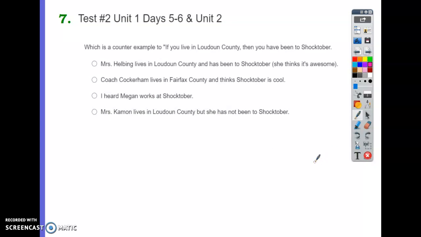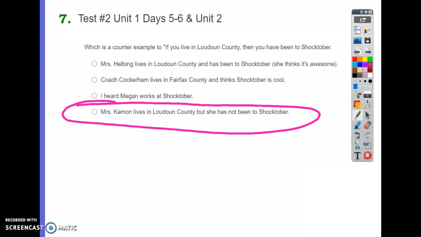Number 7, which is a counterexample to, if you live in Loudoun County, then you have been to Shocktober. All right, well, in order to have a counterexample, you've got to live in Loudoun County but not have gone. So that's Mrs. Kamen. She's a perfect counterexample for that statement because she lives in Loudoun County, but she hasn't been.